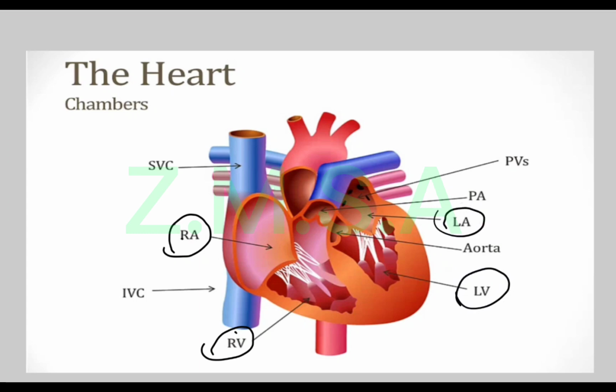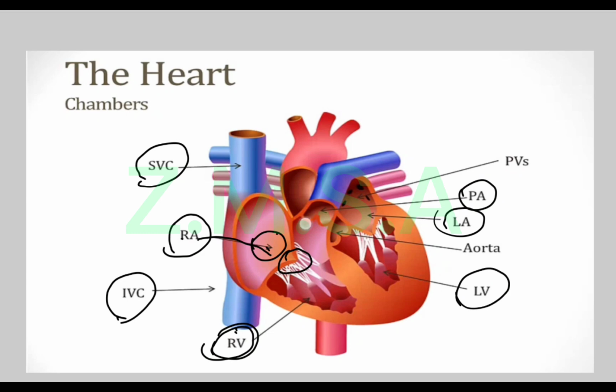The right atrium receives blood from the superior vena cava from above and from the inferior vena cava from below. Deoxygenated blood comes from the superior vena cava and inferior vena cava into the right atrium. Then from the right atrium, blood goes into the right ventricle with the help of the tricuspid valve. Here is the tricuspid valve. Next, from the right ventricle, blood enters the pulmonary arteries with the help of the pulmonary valve.